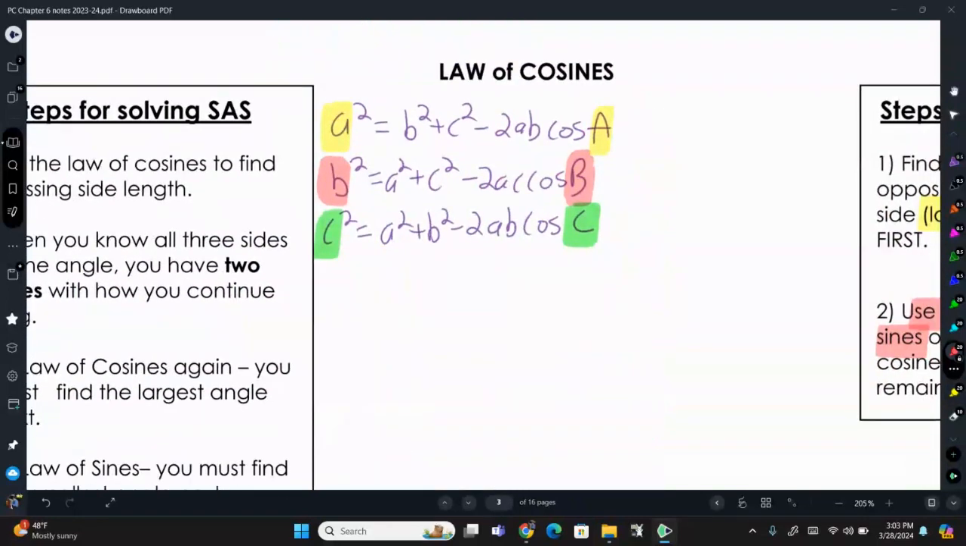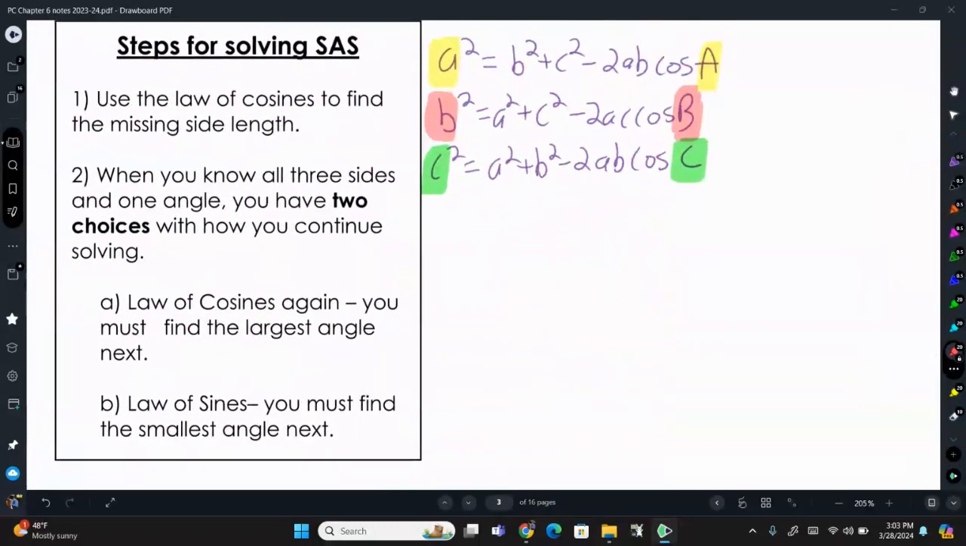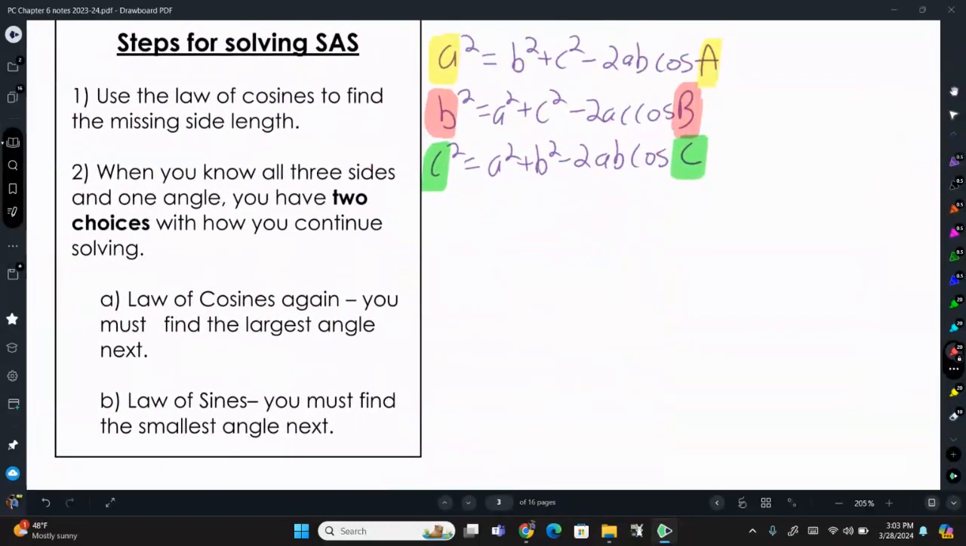Now, if you're solving a triangle that has two sides and the included angle, you have to find the missing side first. After you find the missing side, you have all three sides and you can make two choices. One is use the law of cosines again to find the largest angle, or the next largest if you already were given the largest one, or use law of sines, but you must find the smallest angle next. And this will make more sense when we do examples.